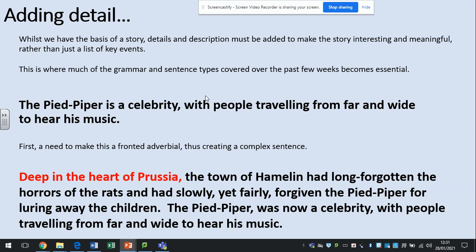But I've also added a bit of information here about Hamlin, okay? So the town of Hamlin had long forgotten about the horrors of the rats and had slowly yet fairly forgiven the Pied Piper, because the Pied Piper was not an angel. He did something that was really quite bad. Notice here that I've got a double ly word there, so I've got a double ly sentence, and I'm using the word yet as a boys sentence to join those together. So I've currently ticked off 3 sentence types: fronted adverbial, double ly, and I've used the boys, okay?